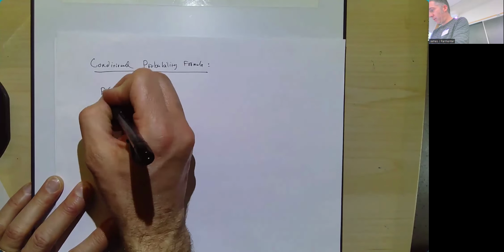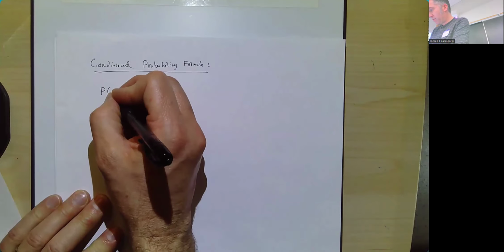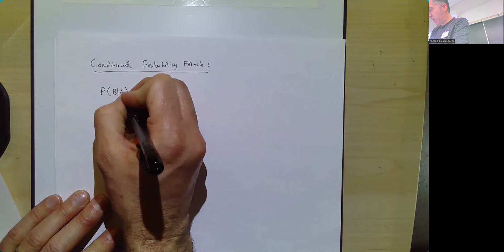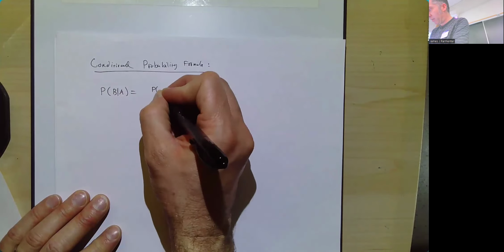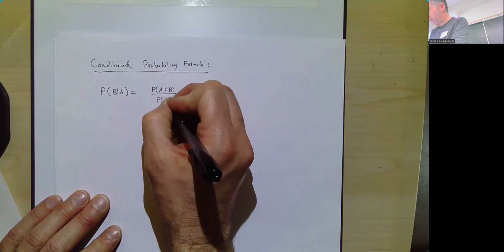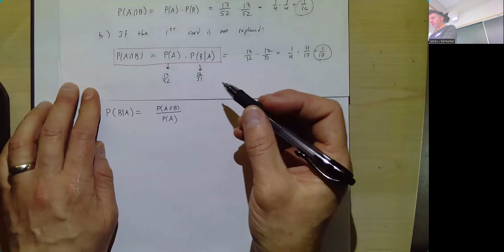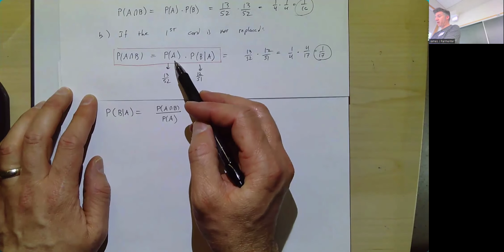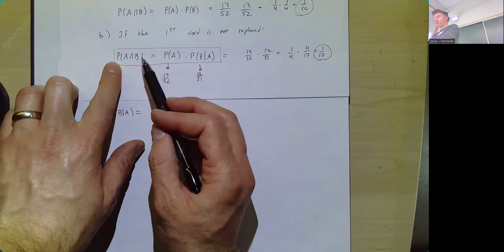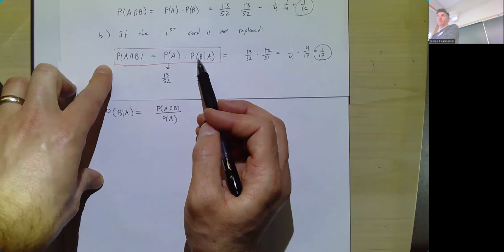It's that the probability of B given A is equal to the probability of A intersect B divided by the probability of A. I'm really just taking this formula that I've circled in red and dividing both sides by the probability of A. The probability of A intersect B divided by the probability of A is equal to the probability of B given A.